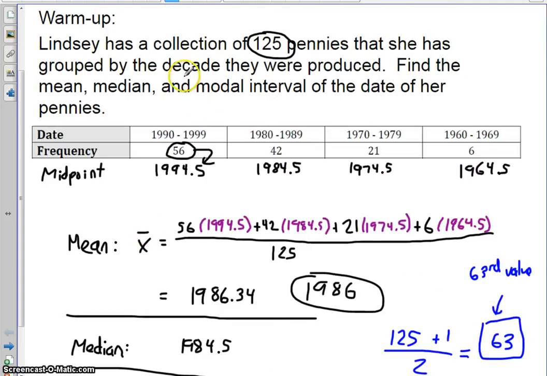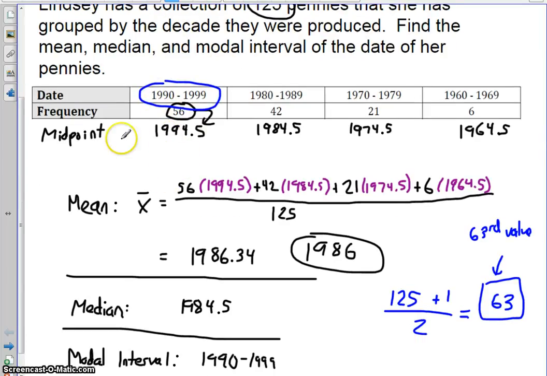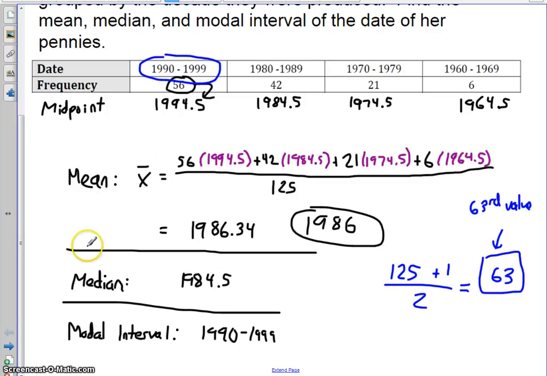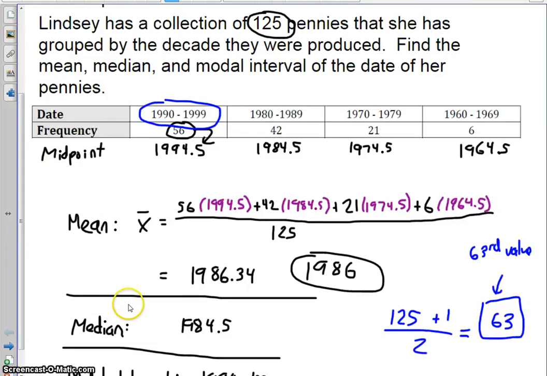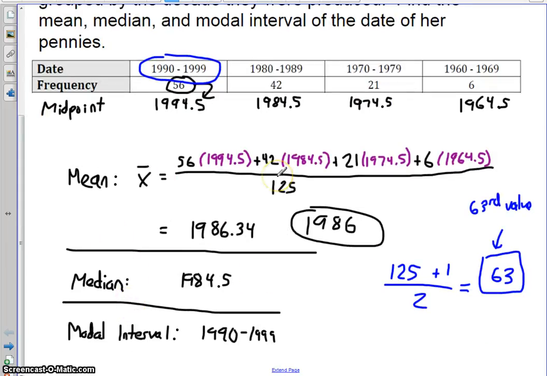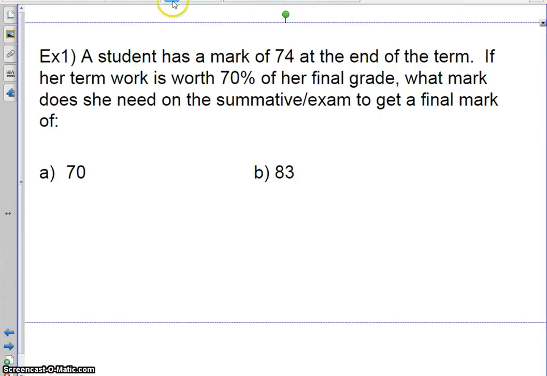Again, it asked for the modal interval, so I give the whole interval of 1990 to 1999. If it asked for simply the mode, I would have assigned it the meaningless value of 1994.5. Okay, so hopefully that was a nice little warm-up, and hopefully that might clear up some of the issues in last night's homework as well. Okay, let's look at another type of problem here.